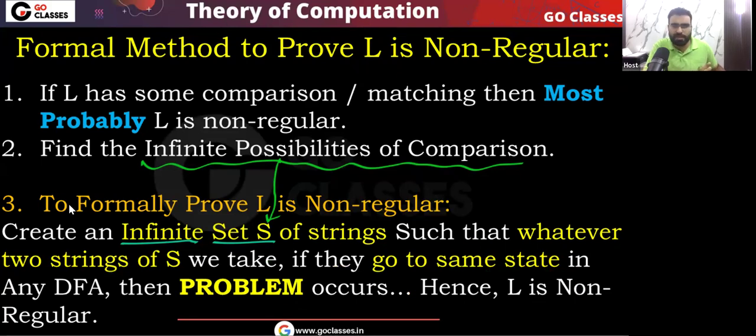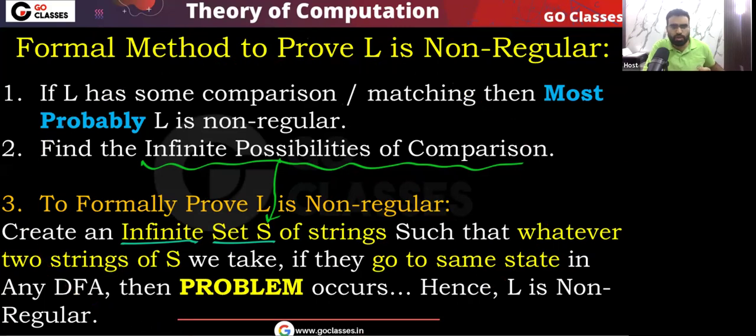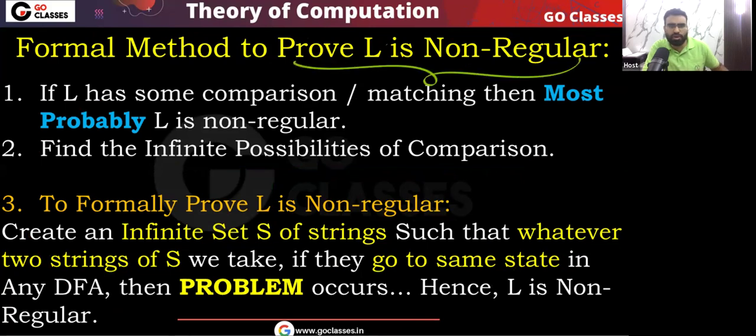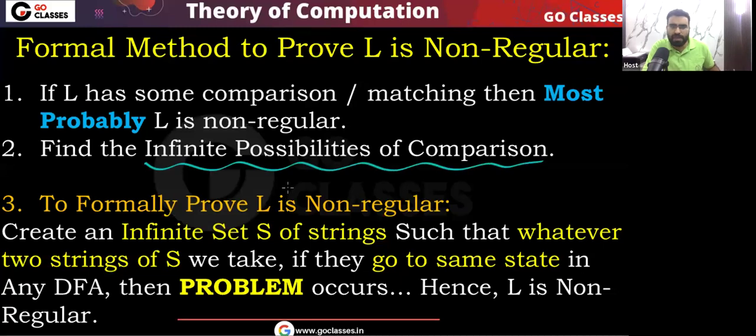Is this point clear? Please tell me. So this method we have already seen in the previous lecture. So if you want to prove that the language is non-regular, what do you need to do? Remember, if there is comparison, if there is matching, then most probably the language is non-regular. Now you create the infinite possibilities of comparison. From these infinite possibilities of comparison, you create an infinite set S of strings. Yes or no?